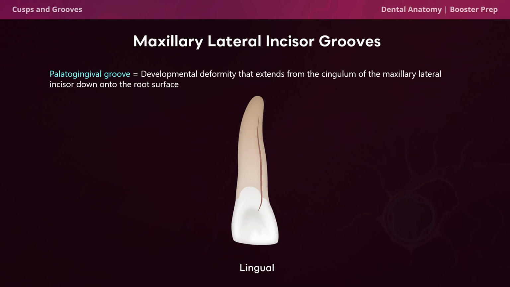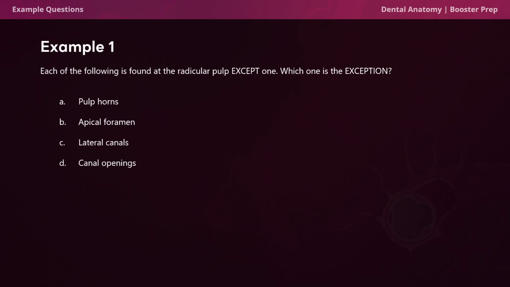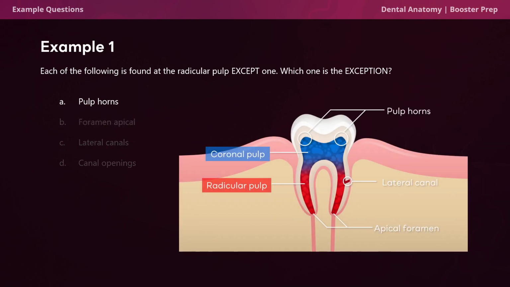Alright guys, that pretty much covers the high-yield information for this topic, so let's now try some practice questions together. And the first question reads, each of the following is found at the radicular pulp except one. Which one is the exception? So pause the video if you need, and the answer is A, pulp horns.